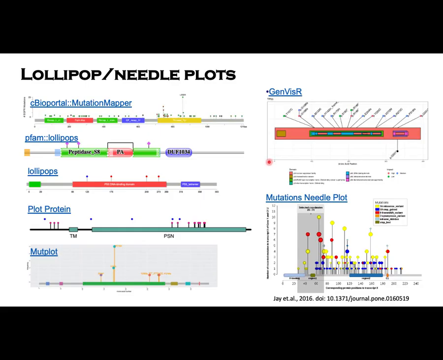Beyond the online tools, there are many tools to create mutation diagrams. Methylation, mutation, and SNP data require a special type of plot called a lollipop or needle plot. The most famous tools are cBioPortal Mutation Mapper or Pfam lollipops. They are the most widely used tools for DNA methylation, DNA mutation, and protein mutation plots.